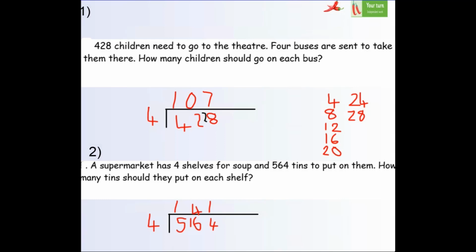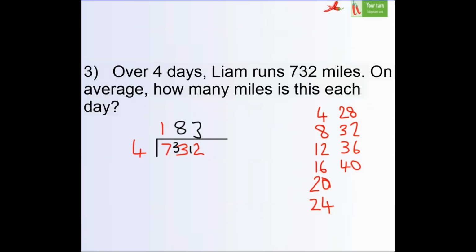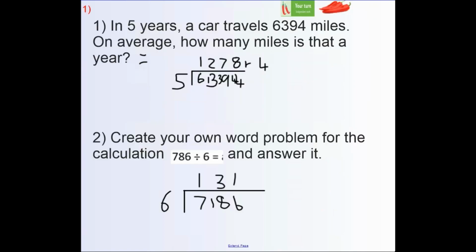Chili 2, your answers for number 1 were 107, and your answers for number 2 were 141. And for Chili 2, again, for your third question, the answer was 183. And your answers for Chili 3, number 1 was 1,278, remainder 4, and number 2 was 131.